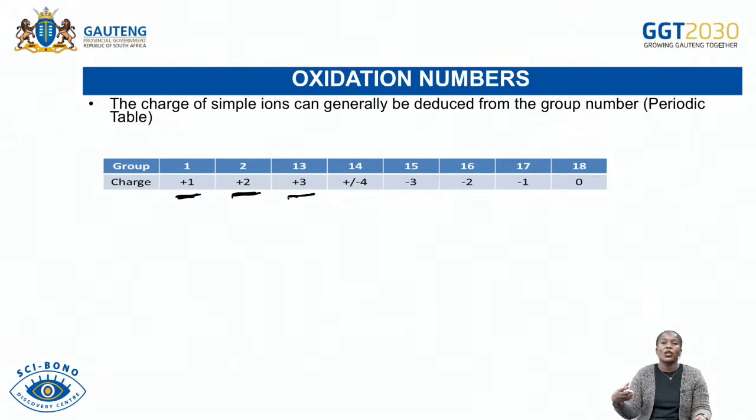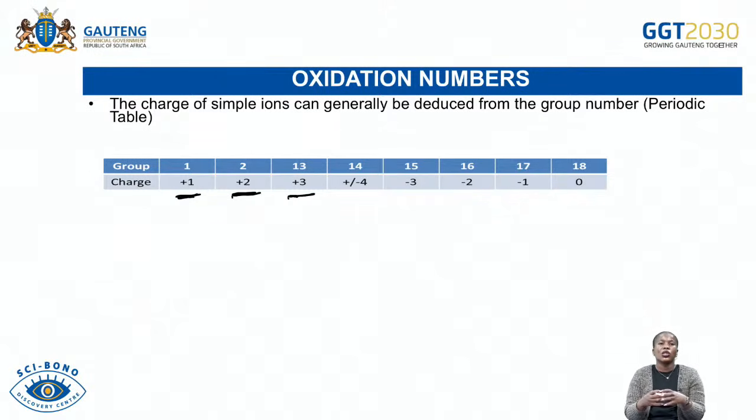Okay, now we're stepping into the non-metals. These are the ones that gain more of the electrons. Their electrons are firmly bound and they don't easily lose them, so they'd rather gain more electrons. That is why they are negatively charged. So you'd be speaking about your group 15, which has a general charge of -3. Okay, and then group 16 is -2, group 17 is -1, and then group 18 is 0.